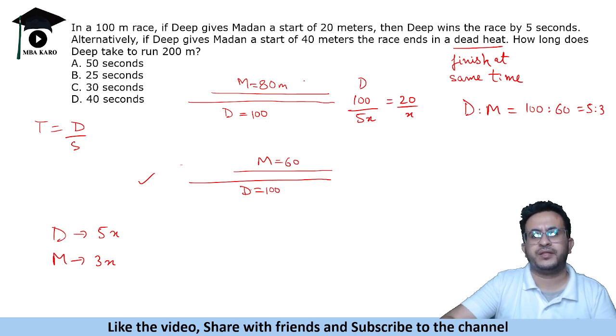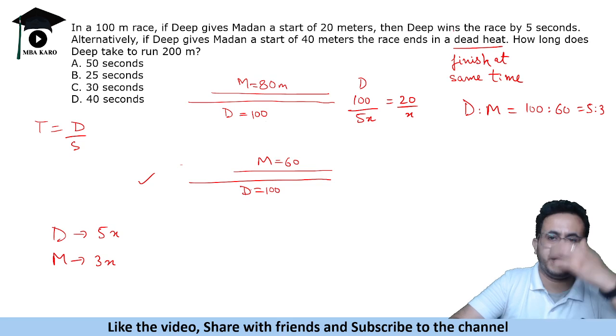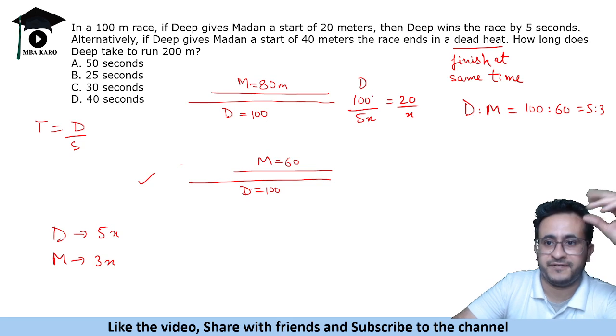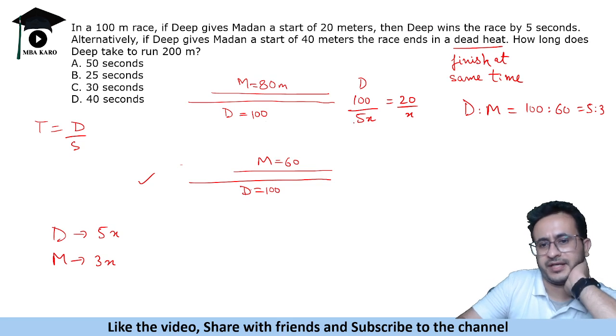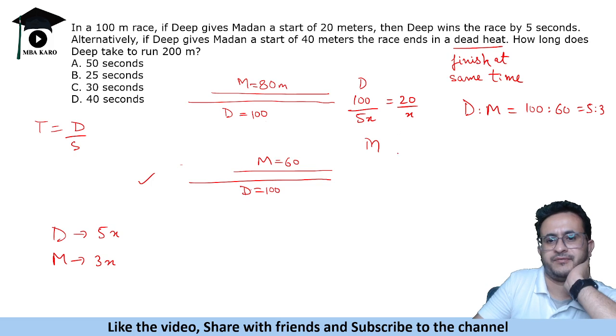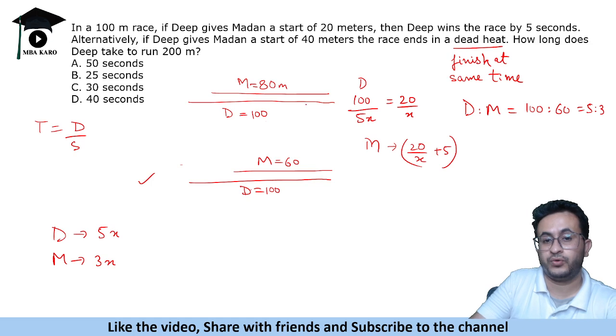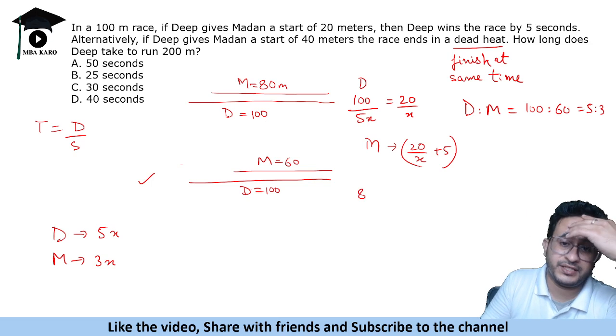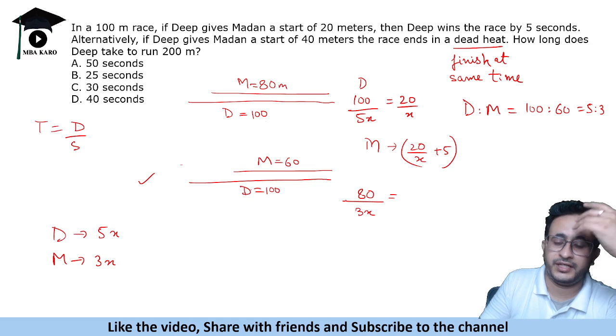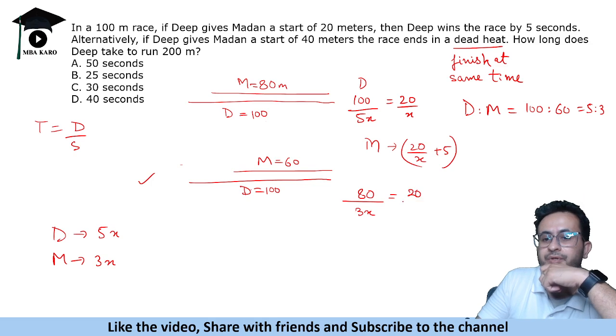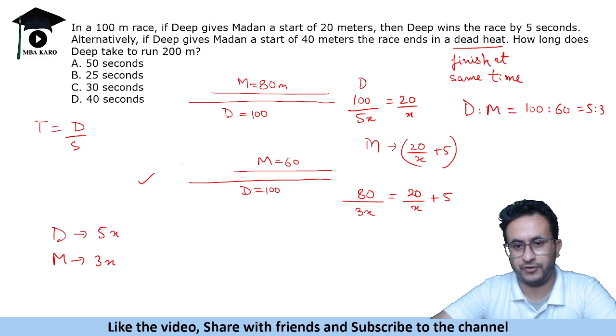Now it says that he wins the race by 5 seconds. So the time taken by Madan will be 20 by x plus 5. That is the time taken by him to cover 80 meters. So his distance is 80 and his speed is 3x. So 80 upon 3x is 20 upon x plus 5. So this will give us the value of x.